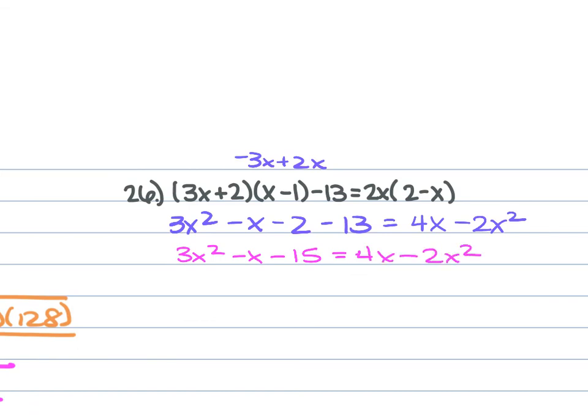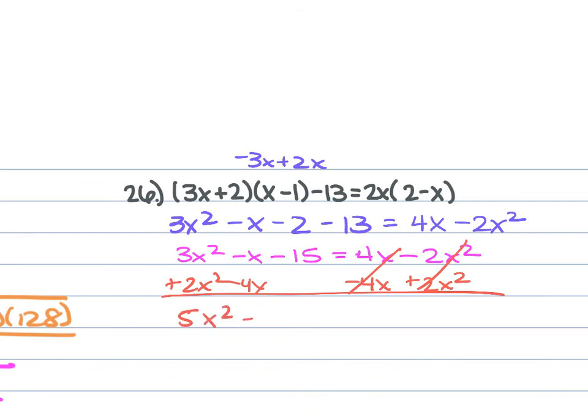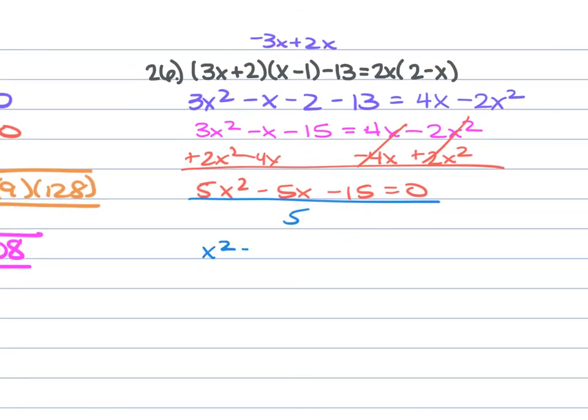I'm going to add the 2x squared to both sides. And I'm also going to subtract the 4x from each side. So I get 5x squared minus 5x minus 15 is equal to 0. I'm going to factor out a 5 here. So I have x squared minus x minus 3 is equal to 0.